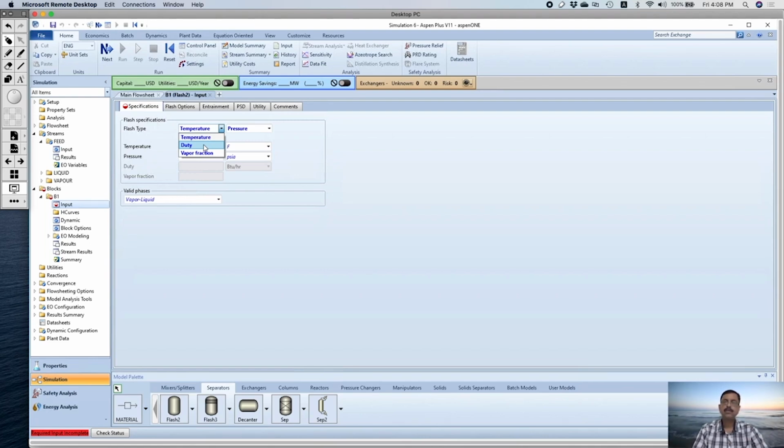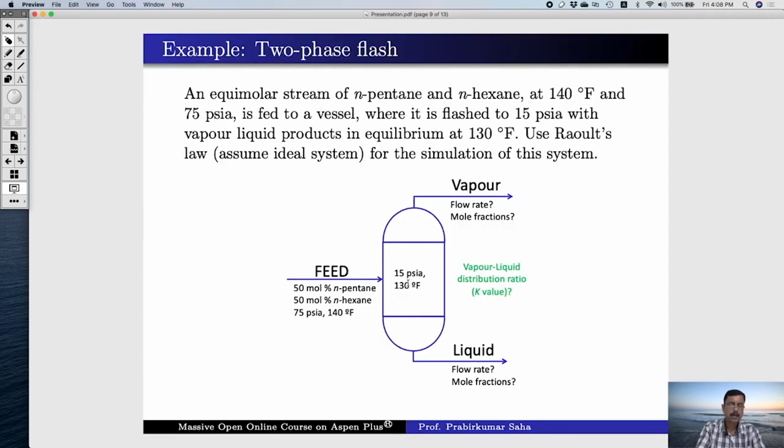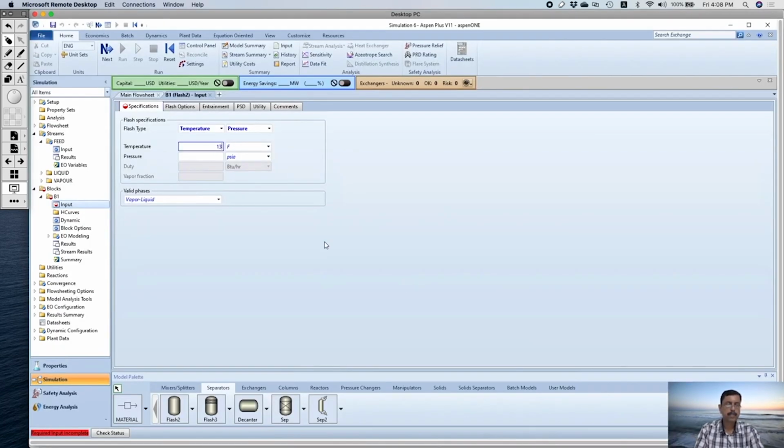So either you can fix temperature or you can fix heat duty, not both. In this case we have to fix our temperature because the problem states like that. So temperature is how much? It is 130 degree Fahrenheit, and pressure is 15 psi. The moment I give it, it is blue ticked. That means all of them now are blue ticked. Okay, so the required input is complete. Now we press next. There is no input required.